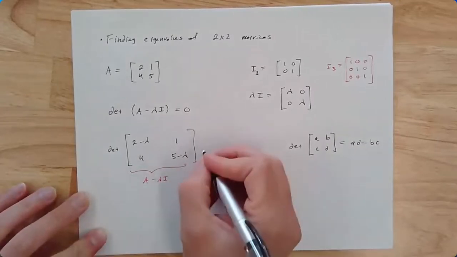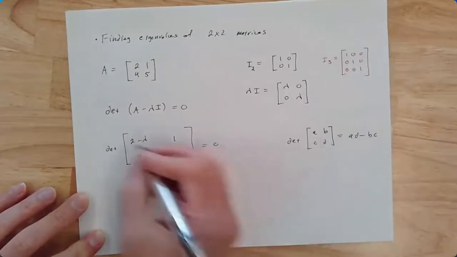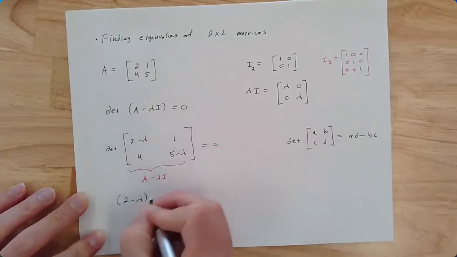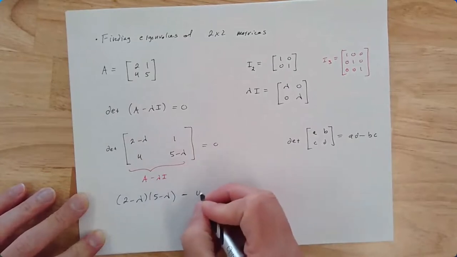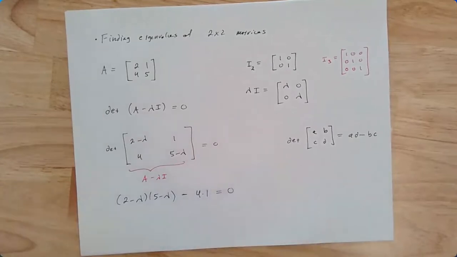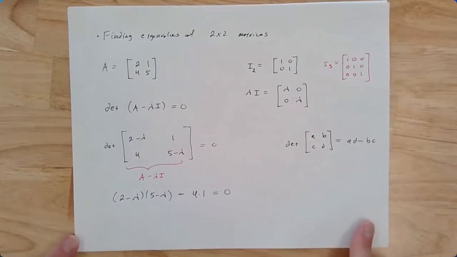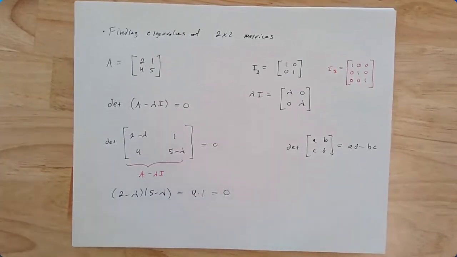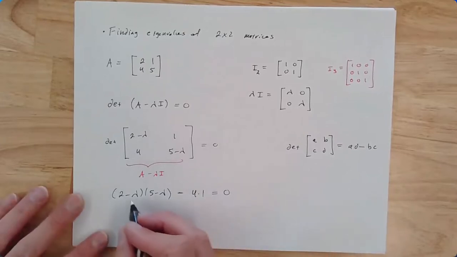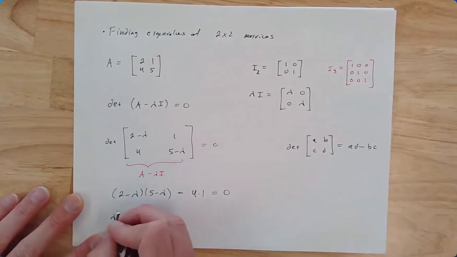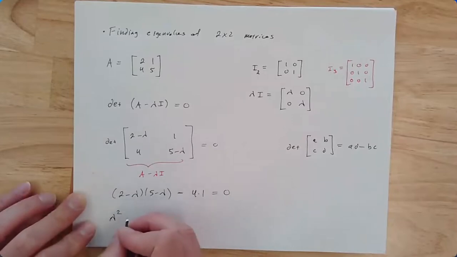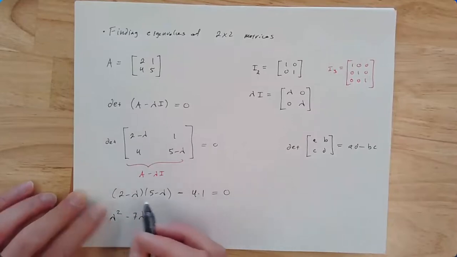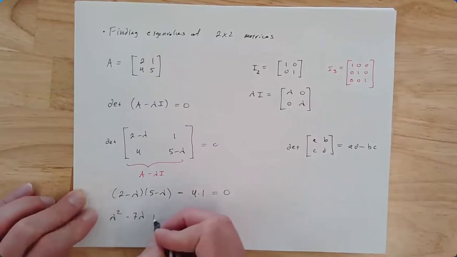So let's see. If I take the product of the diagonal elements, that's going to be 2 minus lambda times 5 minus lambda, minus the product of the off diagonals, which is 4 times 1, and set that equal to 0. The nice thing about 2 by 2s is you're always going to get essentially a quadratic equation. So I'm going to multiply this out. Negative lambda times negative lambda is lambda squared. 2 times negative lambda and 5 times negative lambda is minus 5 minus 2 is minus 7 lambda. And then 2 times 5 is 10, and 10 minus 4 is 6.